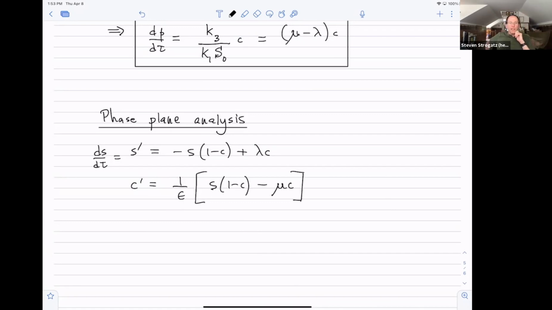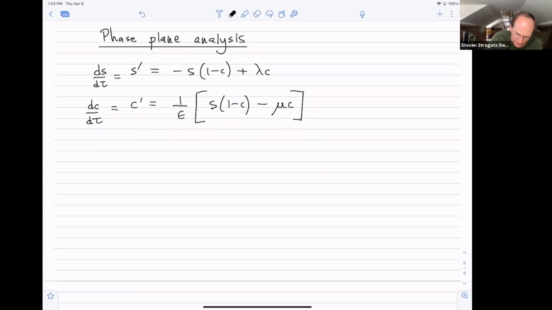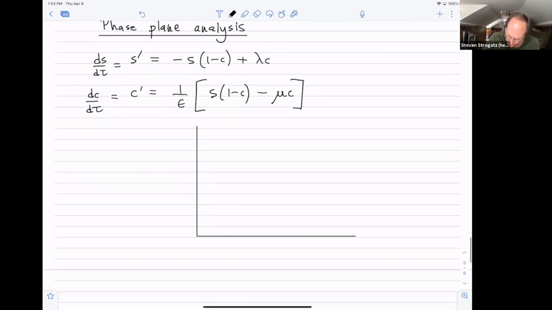Okay, so stare at that for a second, and let's draw the plane. Maybe I'll put it because other books that I got this from a book. Actually, it wasn't Jim Murray's book; it was a different book. But they put C on this axis, so I'll do that too. And S will be on this axis. Let's suppose S equals 1 is here. I don't know, C equals 1. How about there?